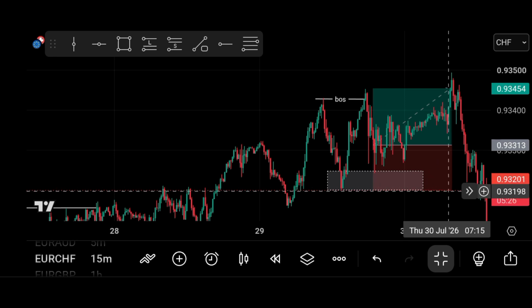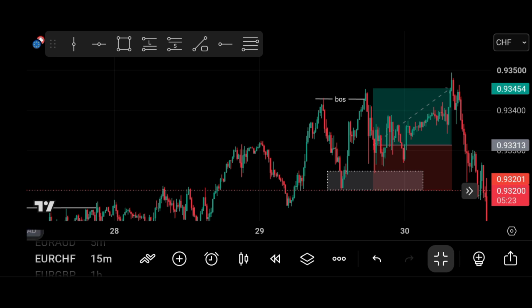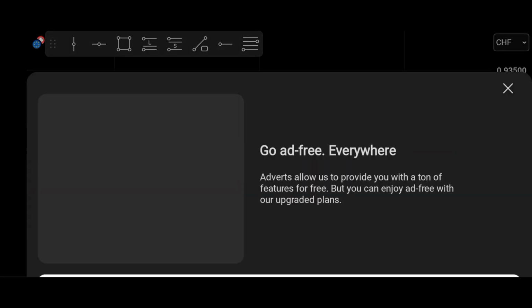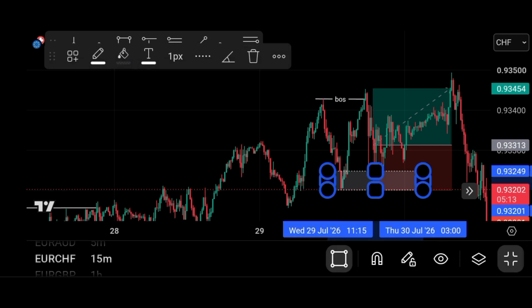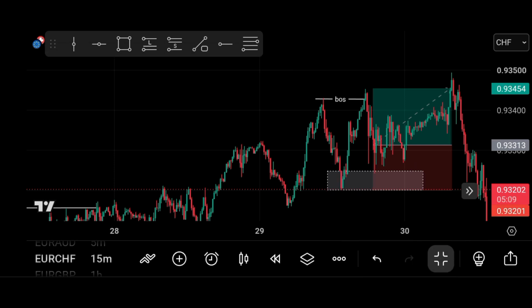Similar rules apply. Valid breakout structure, your demand zone or supply zone depending on the direction of the market, and then you wait for price to tap into your supply or demand zone with confirmation, and you take off.